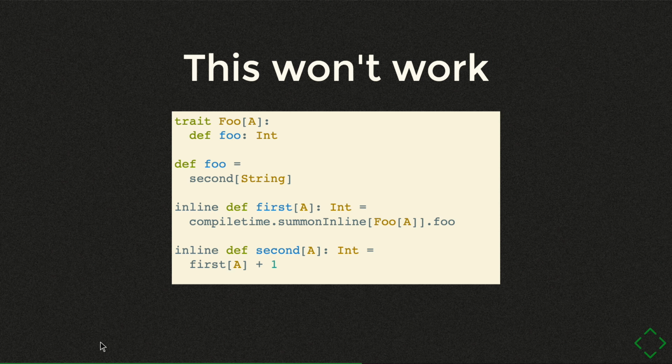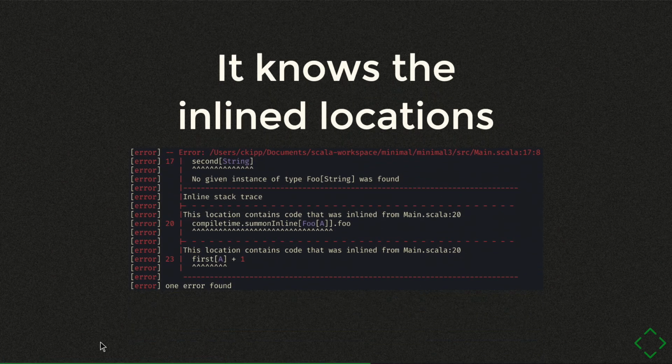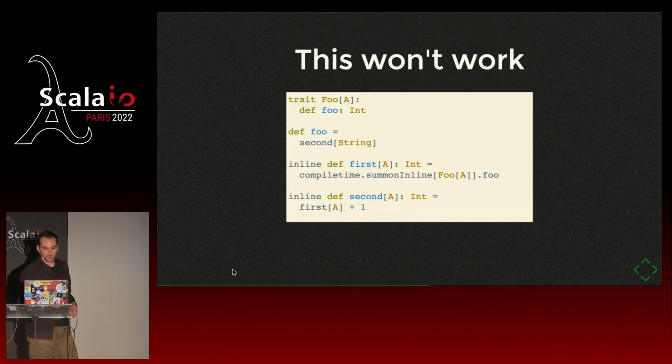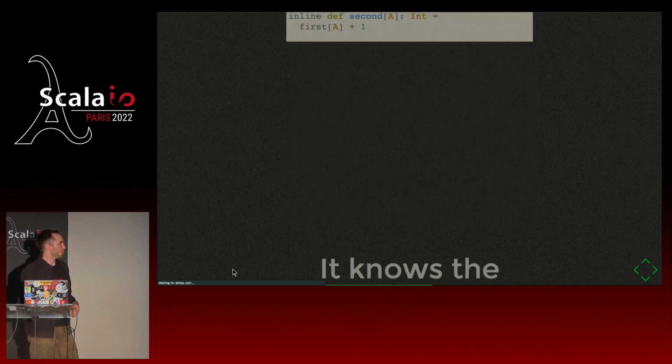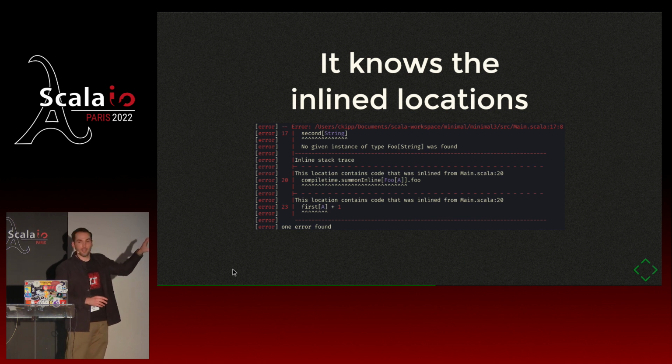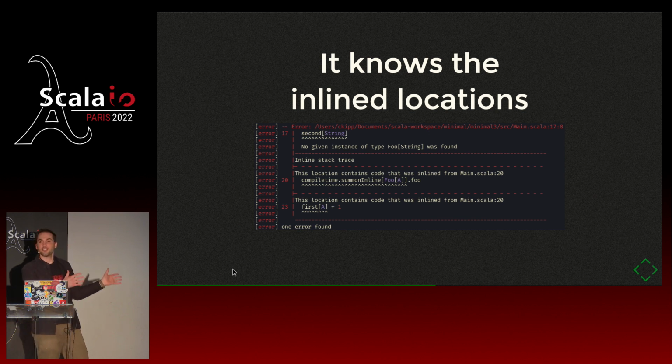Here's another example. This won't work. You don't have to be super familiar with inlining, but just know that there are going to be two things reported here. You're going to have your actual error on top, which is no given instance of type Foo String. I'll go back here for one second in case you want to look a little closer at the code to understand that. But then below we have what's called your inline stack trace, which should, in theory, point to the two inline methods, or the two things that were inlined. This is extra information that's pretty nice to have. These are really simple examples, but imagine a more complex application with inlining all over the place, and that becomes pretty useful.